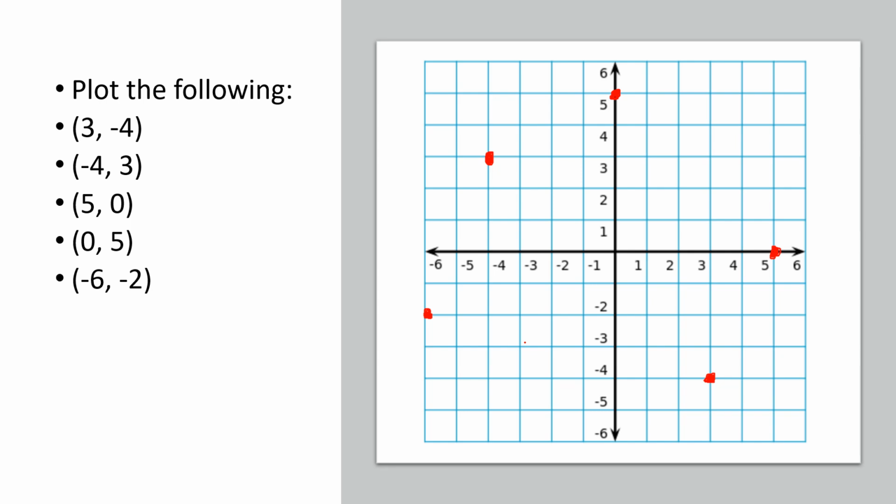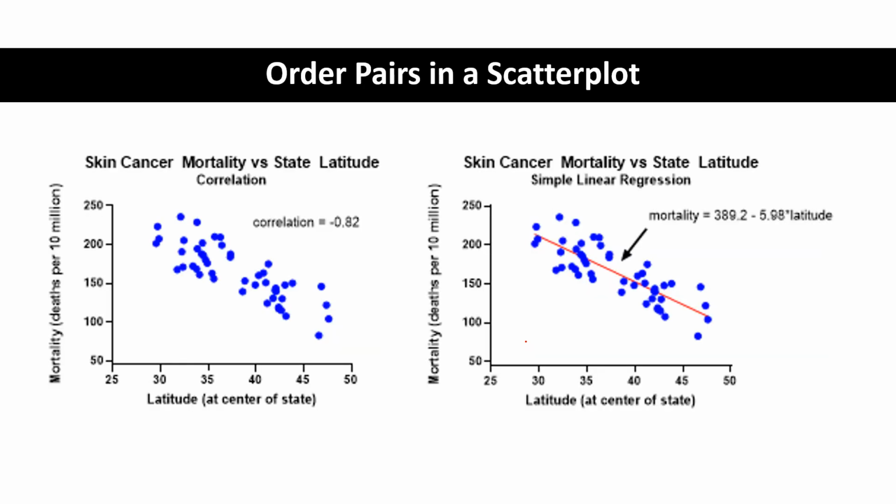So let's look at a statistical application of the coordinate plane and ordered pairs. So here we have two variables, and those two variables put on the coordinate plane make what is called a scatter plot. Each of these blue dots that you see is an ordered pair, and if there is a relationship, we can use one variable, in this case latitude, to predict the value of y, which in this case is mortality, deaths per 10 million.